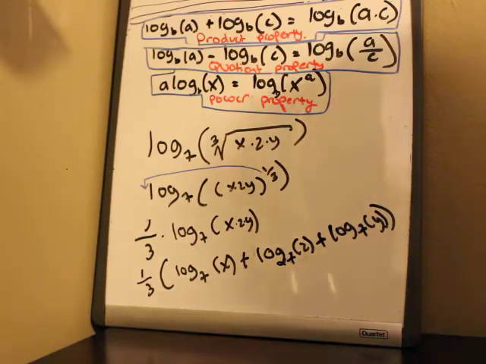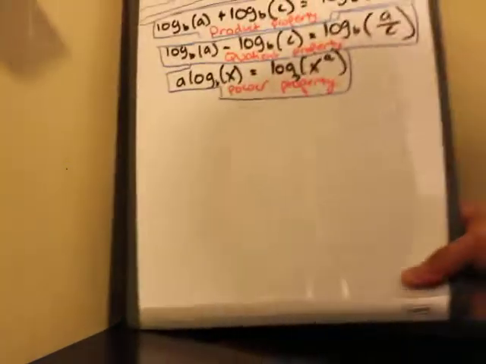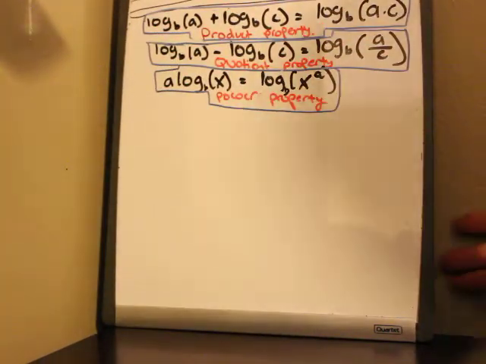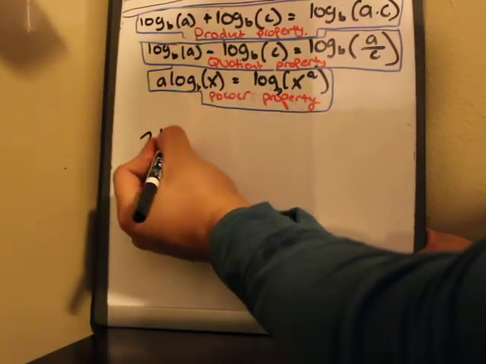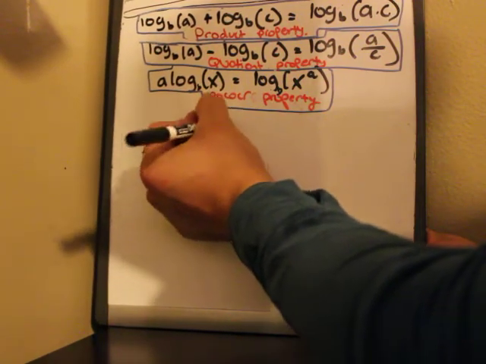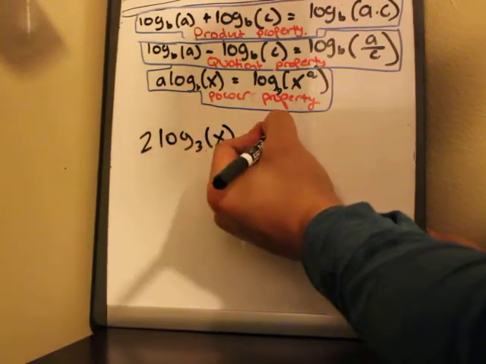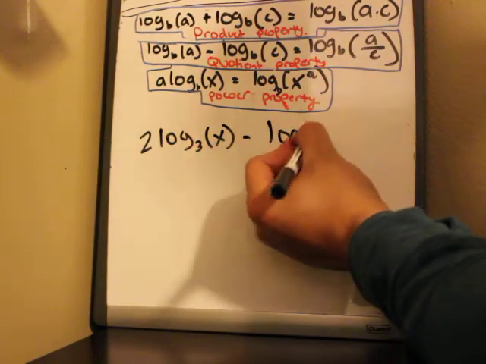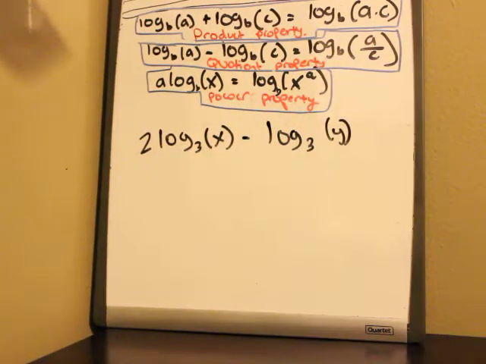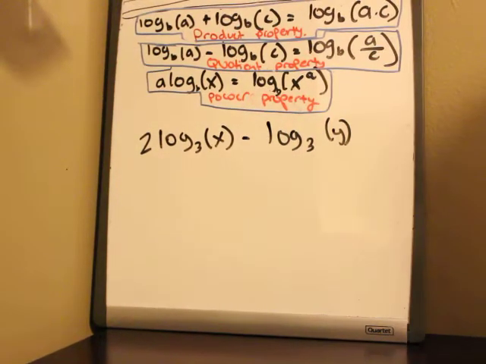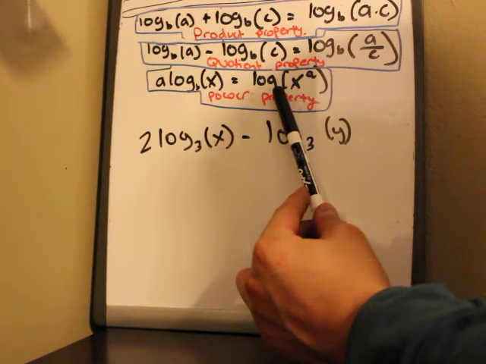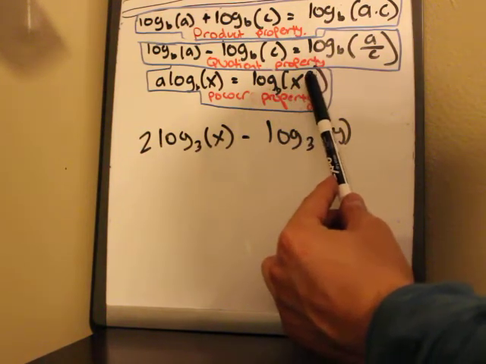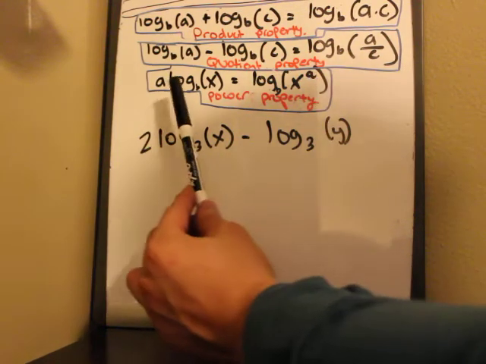Okay, I'm going to erase this and we're going to do one more problem. Okay, here we go. I'm going to write down 2 times log base 3 of x minus log base 3 of y. Okay, so before we had a problem that I think was log base 7 of x times y raised to the 1/3. Well, now we have something that's in this form.